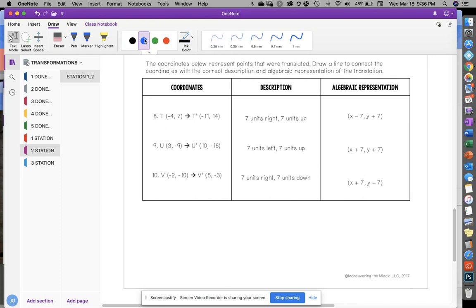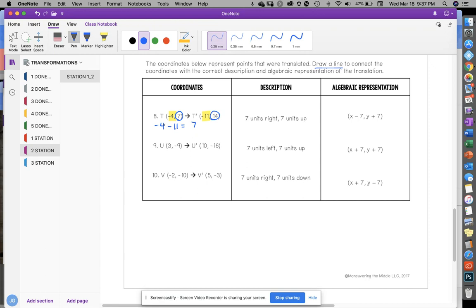All right, looking at this bottom here, we're going to do a little matching game. All right, it says the coordinates below represent points that are translated. Draw a line to connect the coordinates with the correct description that's been written algebraically. All right, so here we go. Let's do 8. We went from -4 to -11. So that is 7, okay? Because if you're going from -4 to -11, that's an increase of 7. And then here, I'm going to go from 7 to 14. That's also an increase of 7.